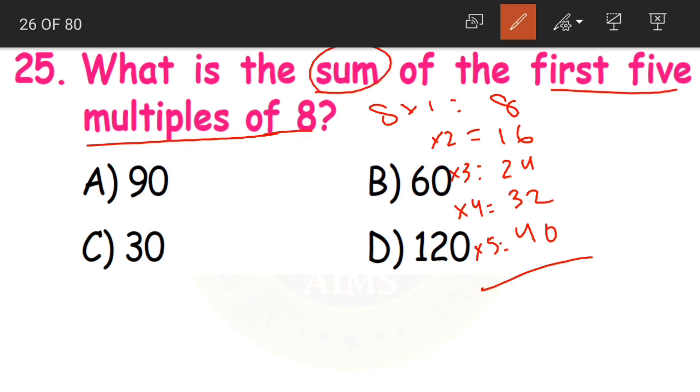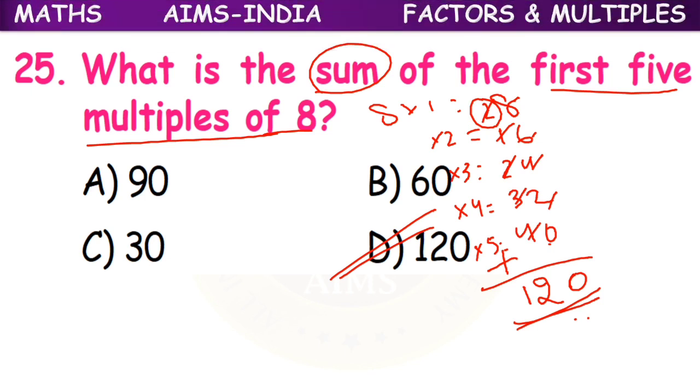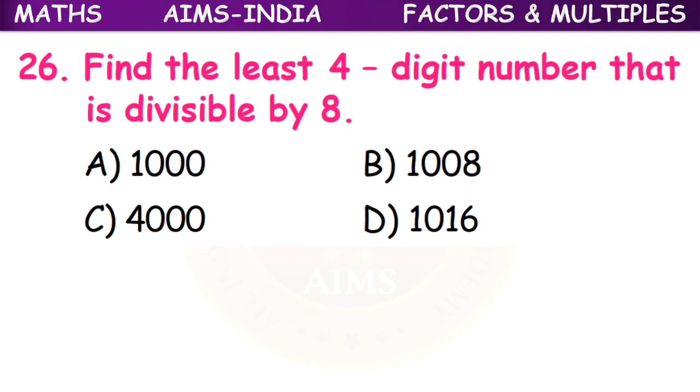Now what should we do? Sum. That means we need to add all these together. 8 plus 6, 14. 14 plus 4, 18. 18 plus 2, 20. 20 plus 0 again 20. 0 here, 2 carried. 2 plus 1, 3. 3 plus 2, 5. 5 plus 3, 8. 8 plus 4, 12. What is our answer? 120. That is option D. Understood, children?